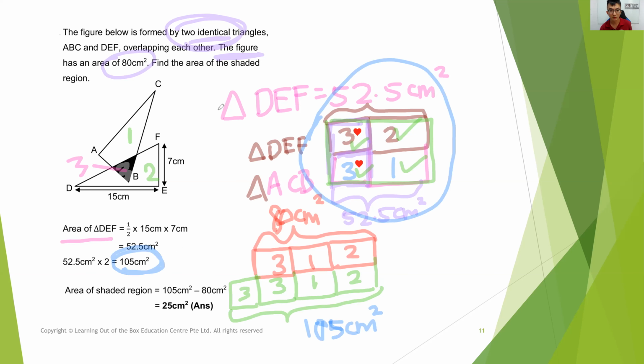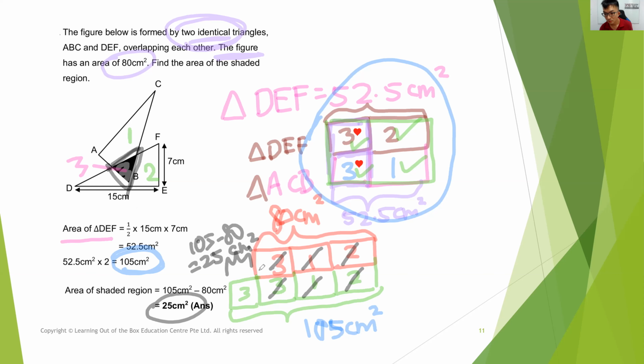Okay, it's the same. Now, when I minus off the top, 2 minus 2 cancel out, right? 1 cancel out, 3 cancel out. Can you see that this is 105 minus of 80, which is 25 cm square? That's the answer. So we only want one part of 3, which is over here, and this is how you get the answer.